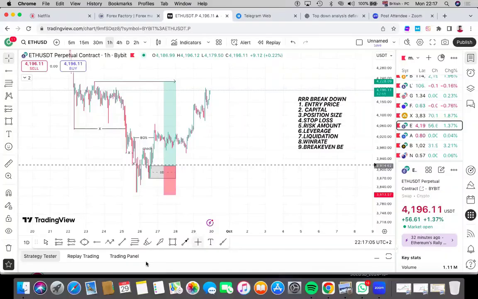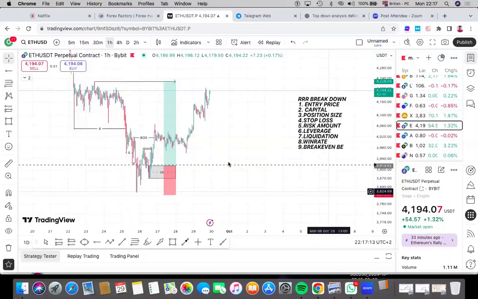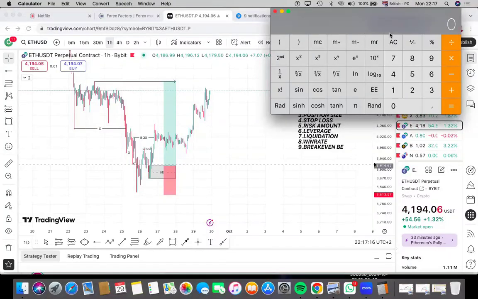The next thing I have to do now is go to my calculator. So I go to my calculator. Where is it? So now, what I want to do is take the $10 to calculate my position size, to know the amount of position I have to buy. I'll take $10, then I'll divide it by the distance to stop loss.